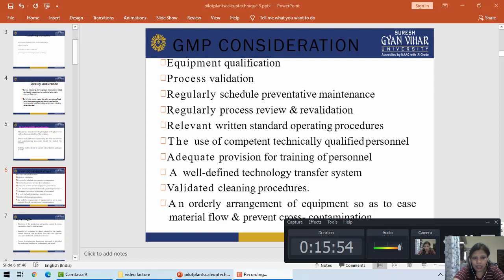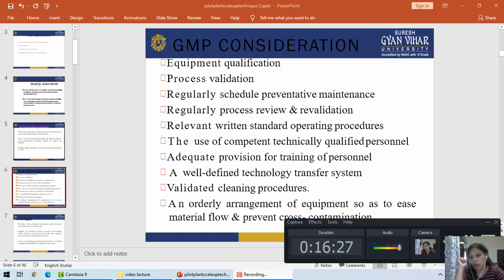Last but not the least, an orderly arrangement of equipment so as to ease material flow and prevent cross contamination. This is again a very important and interesting thing, that you cannot place any equipment in any place. As we have discussed in our last video related to the storage area, we have discussed that there should be an equipment area, and near the equipment area there should be a testing area, a physical testing area. So we have already discussed all these things.